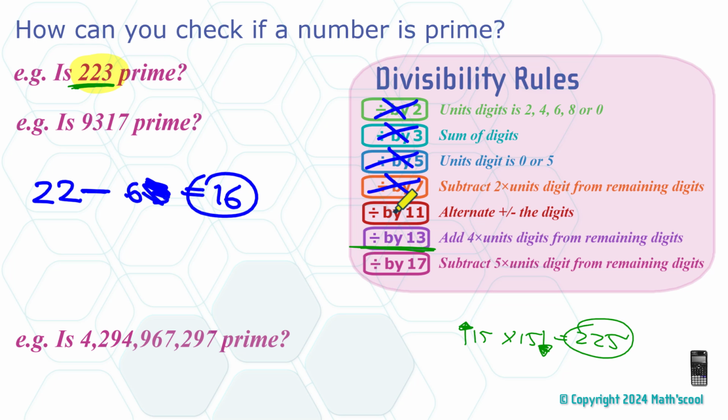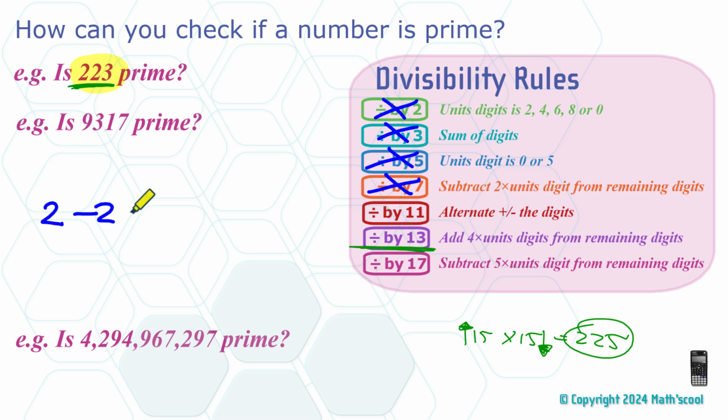Let's try 11. 11 is actually quite a nice, easy one to do. So 11 is just the alternating sum of the digits. What that means is you treat the first digit as positive, the second one as negative, the third as positive, and if there are more digits, negative, positive, like that. So it's positive 2, negative 2, positive 3, negative, and we don't have any more digits, so I can't carry on. Okay. And you just do that sum.